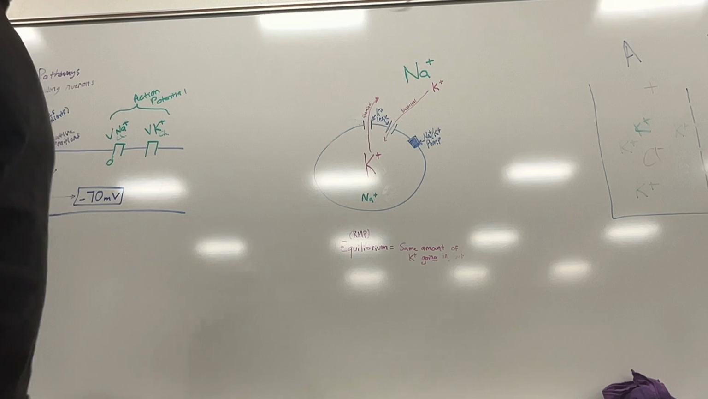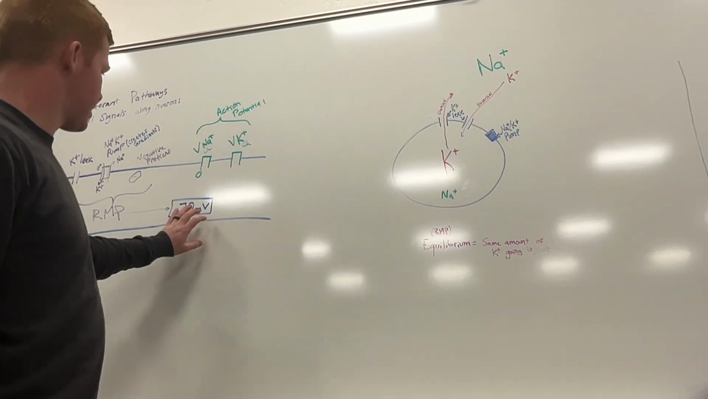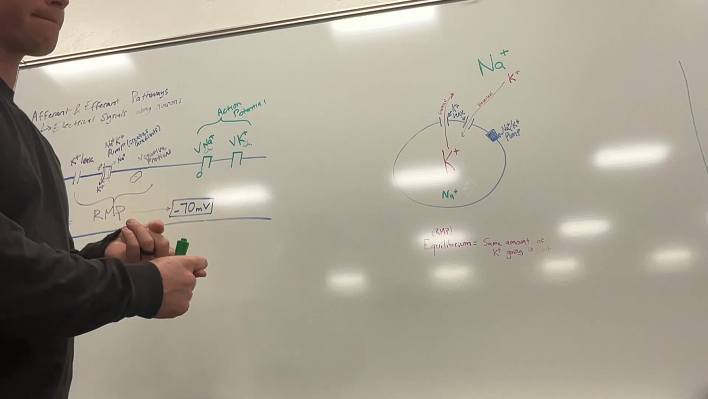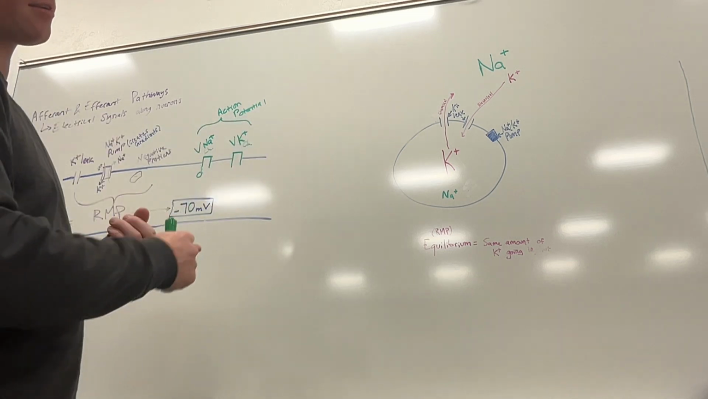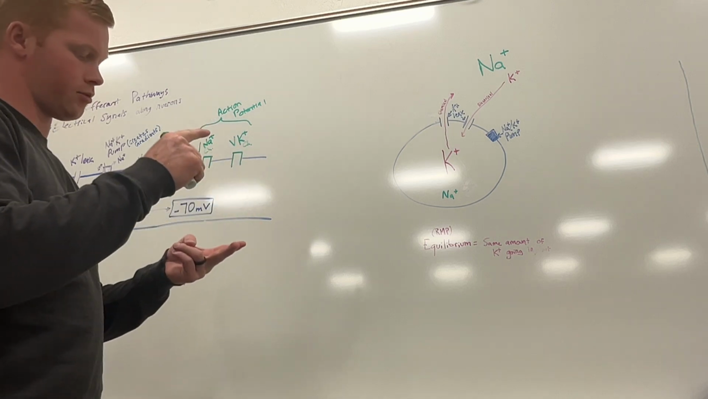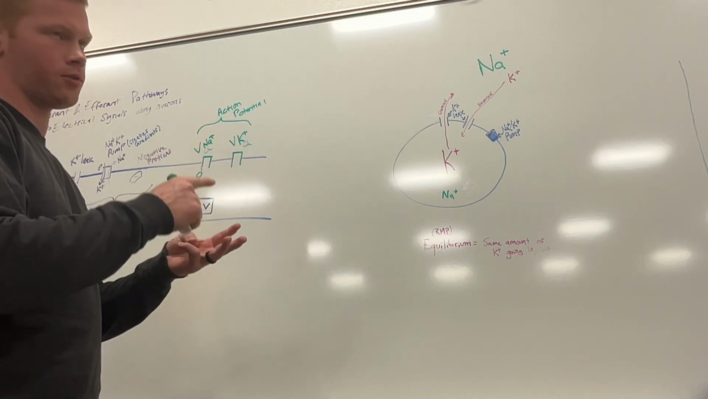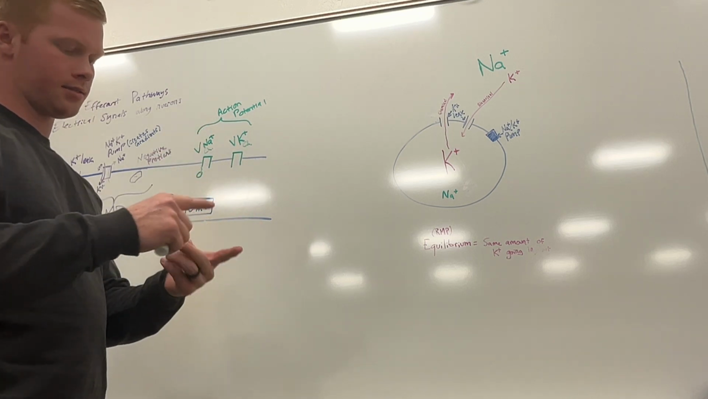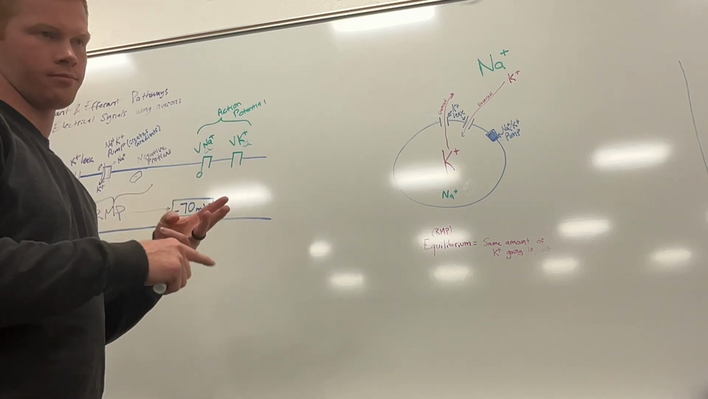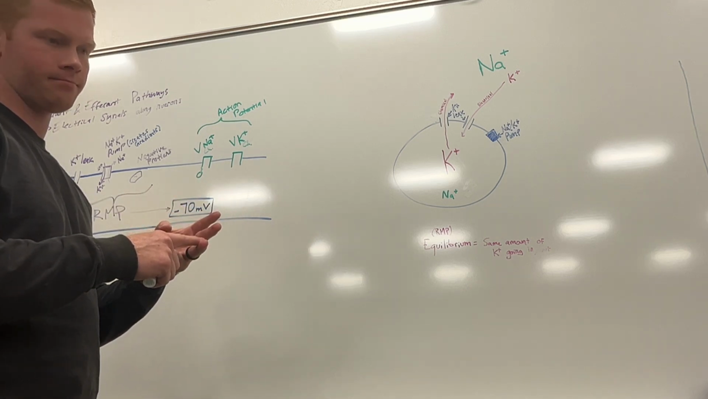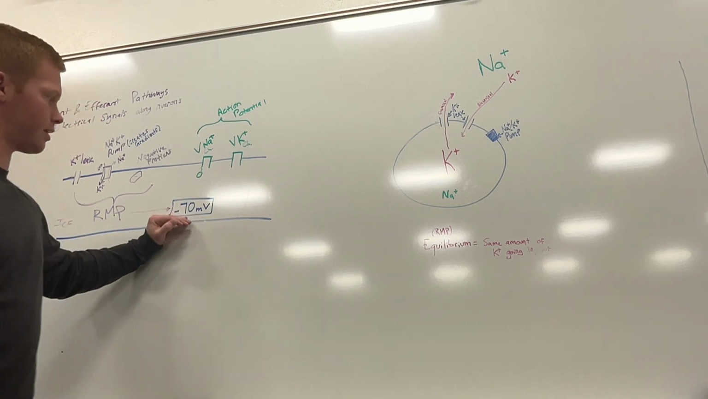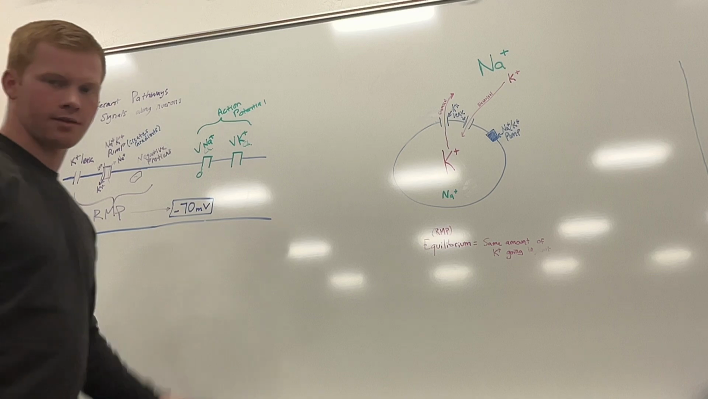And the reason why this is at negative 70 is because it takes into account not only potassium, which is a negative 90 Nernst number, but it also takes into account sodium, it takes into account chloride. And yes, potassium has the biggest effect on it, but there's also sodium, calcium, and stuff. So it brings it up to negative 70 millivolts on the inside.